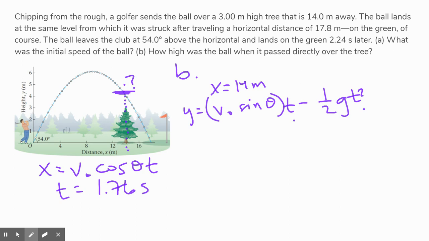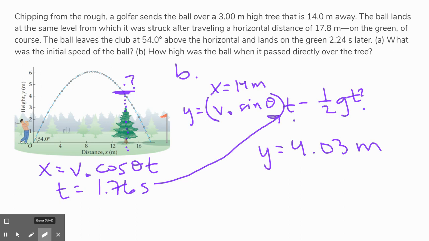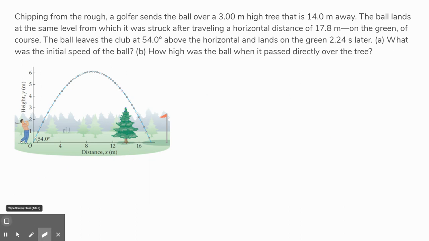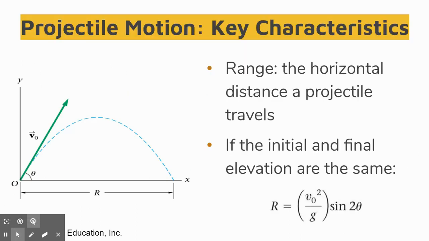So we can now use that information and plug it in along with all of the other information that we have. And remember, we calculated v naught in the previous part A, which is how I just calculated for time. And when you plug all of the appropriate information in, you should have found that y is equal to 4.03 meters. Excellent. Okay. And we are moving on.